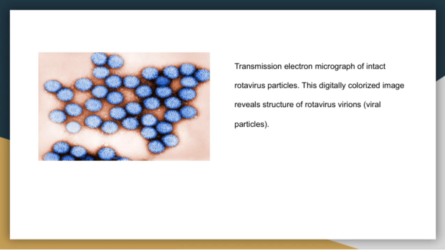Understanding their structure is crucial because it gives us insights into how the virus infects cells and how we might target it with vaccines or treatments. This image connects to our overall theme by illustrating the complex architecture that underpins rotavirus's ability to cause disease. Recognizing these structural features is fundamental in developing effective strategies to combat infections caused by this virus.